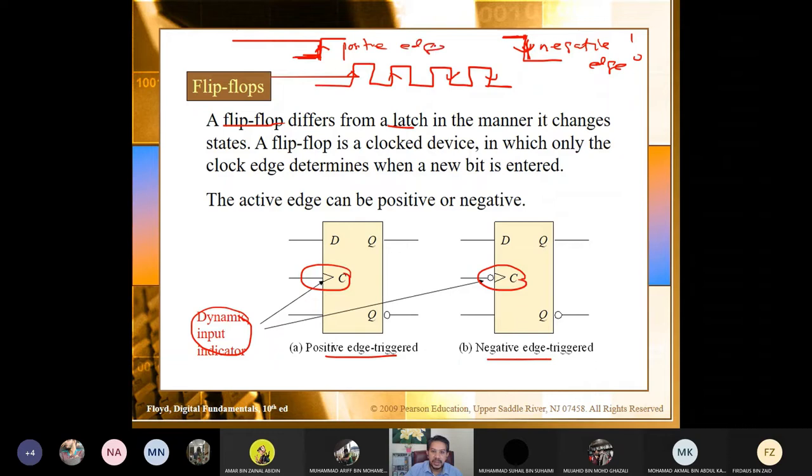So it will be triggered by either the positive or negative edge. You need to look at the bubble. If there is a bubble, it's a negative edge. If there's no bubble, it's considered positive edge triggered. The way the latch and the flip-flop differ is that in the D latch, you don't have this clock.